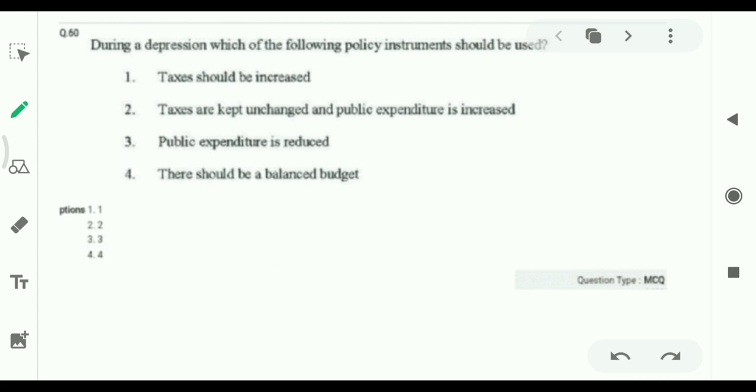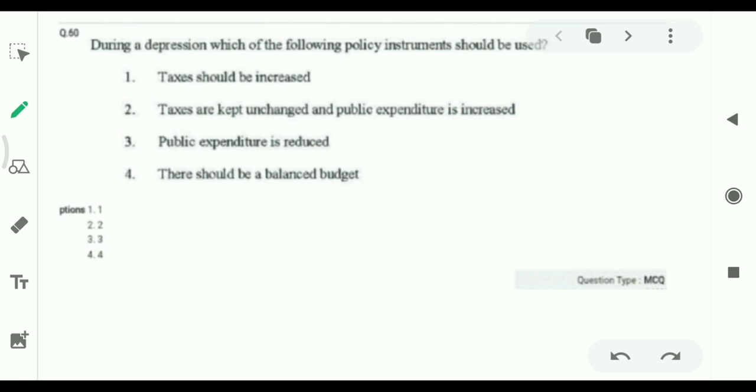Now we will not be able to tackle this question unless we know more about this concept. And a mere knowledge about what a fiscal policy is, or the objectives of such a policy, will not be enough to answer this kind of question. Now, we'll be discussing this question when it comes to the fiscal policy.